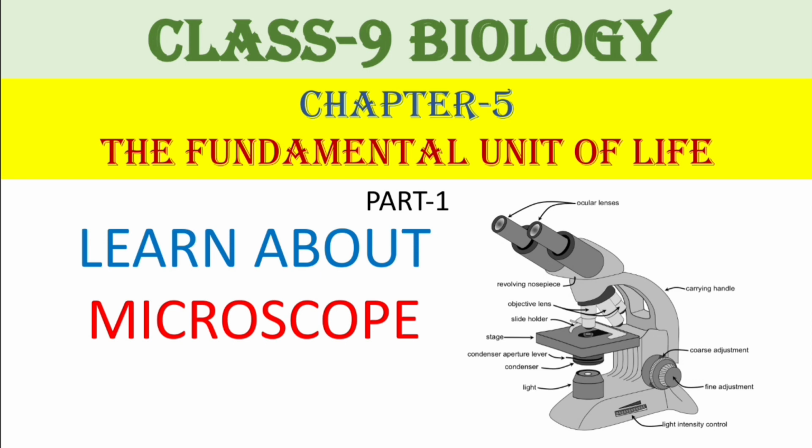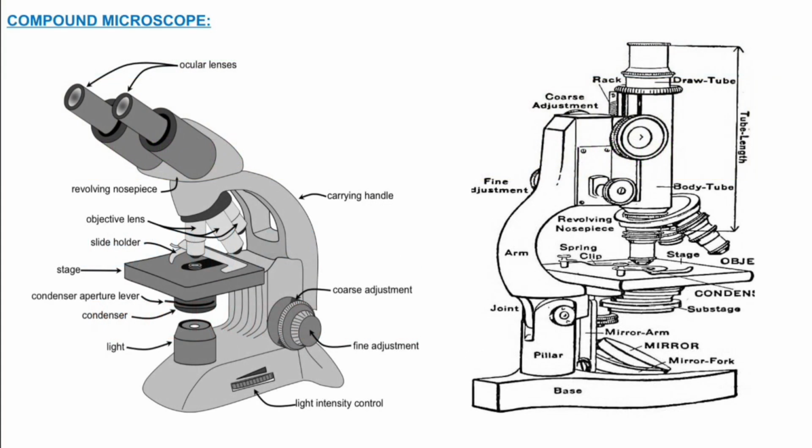Today we are going to start a discussion about chapter 5, the fundamental unit of life. Today's topic is microscope. So let's start. There are many types of microscope like simple microscope, compound microscope, electron microscope. But the two types of microscope that are commonly used are compound microscope and electron microscope. And you just need to know about compound microscope, which is used in the lab.